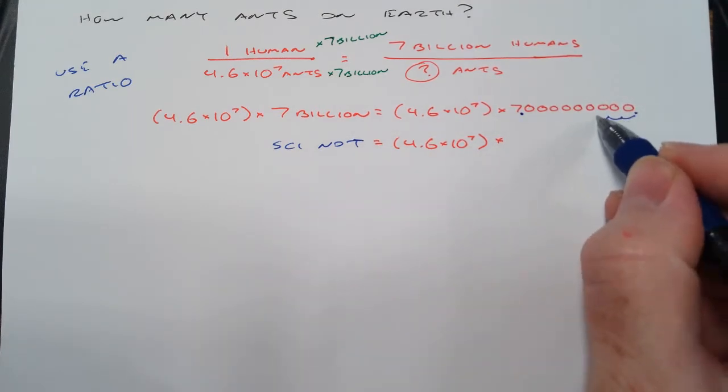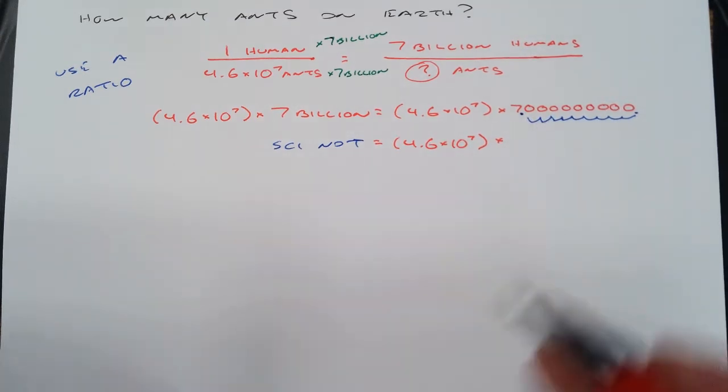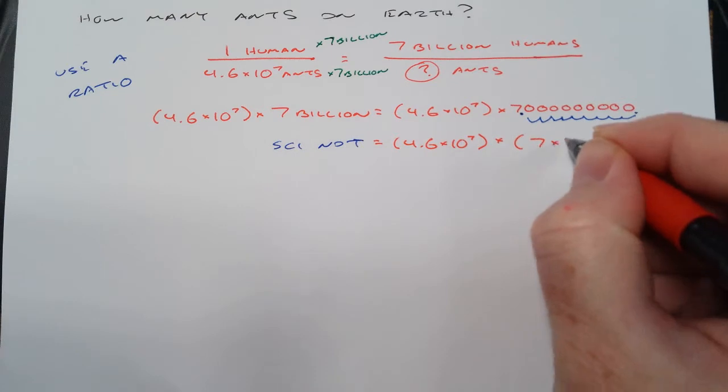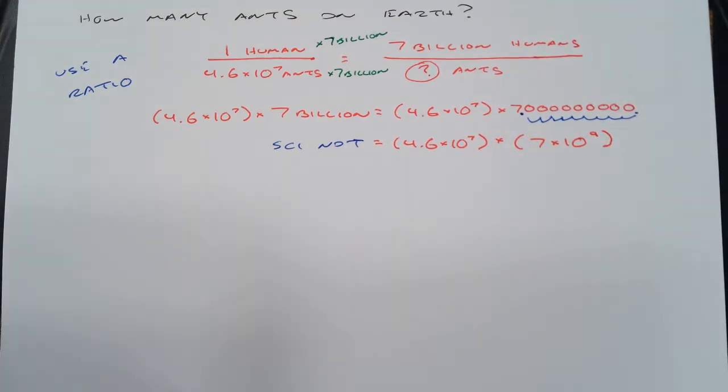And to go there means I have to move 9 place values. So this is 7 times 10 to the 9th. I moved 9 place values. Now they're both in scientific notation, and I need to solve this.